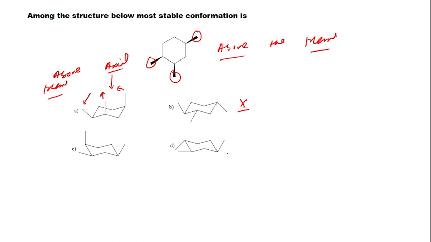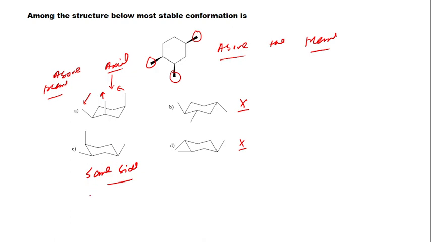Same thing here also. In these molecules, these two are on the same side and these are on the opposite side. So this is not the option. Here we find that all three methyl groups are on the same side. So among these two conformations, one will be the most stable.